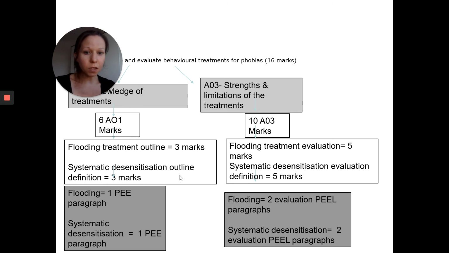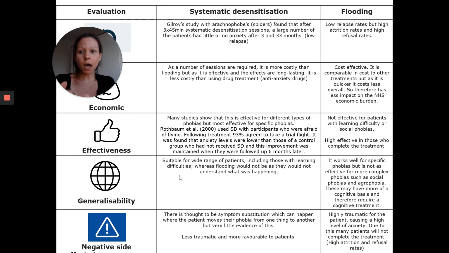And then for our evaluation, it's exactly the same principle as in all other essays. We need to think, okay, we're getting roughly 5 marks for evaluating flooding, roughly 5 marks for evaluating systematic desensitisation. I want to aim for 2 evaluation paragraphs on both. So I'm going to have 2 evaluation paragraphs on flooding and 2 on systematic desensitisation. And for my 2, I'm going to use that PEEL structure, making sure I link back. Why does it matter? Why is it useful? Why is it a problem? My link back is always important. And I'm going to pick any 2 of those to focus on.